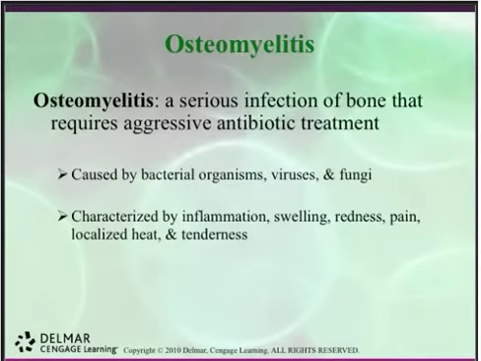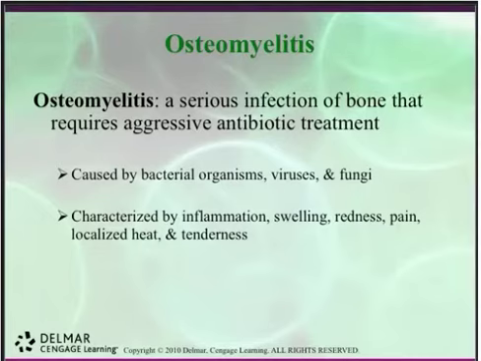Okay, osteomyelitis is a serious infection of the bone that requires aggressive antibiotic treatment. It's generally caused by bacteria infection or viruses or fungal infection, and it's characterized by inflammation, swelling, redness, pain, and localized heat and tenderness. Conditions that need to be ruled out to make a differential diagnosis include toddler's fracture, which is a twisting fracture of the arm, Caffey's disease, an idiopathic disease that can cause fever, swelling, and periosteal elevation, just to name a few.